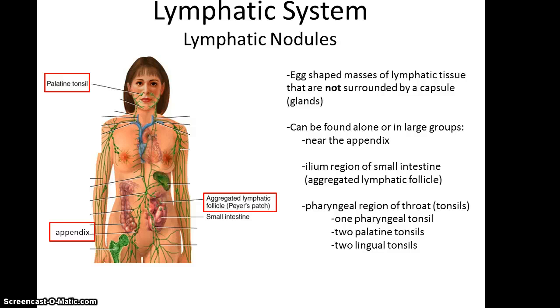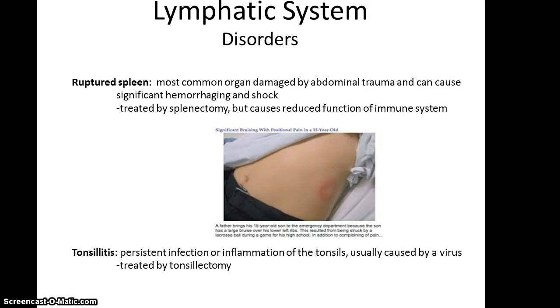Lymph nodules. Lymph nodules are lymphatic tissues that are in sort of an egg-shaped mass. However, they are not surrounded by a capsule of connective tissue, so they're glands, not organs. They can be found alone in different areas of the body or in large groups. In large groups, they tend to be near the appendix, around the ileum region of the small intestine. Here it would then be called the aggregated lymphatic follicle. And then also around the pharyngeal region of the throat. And here they are referred to as tonsils, where you have one pharyngeal tonsil, two palatine tonsils, and two lingual tonsils.